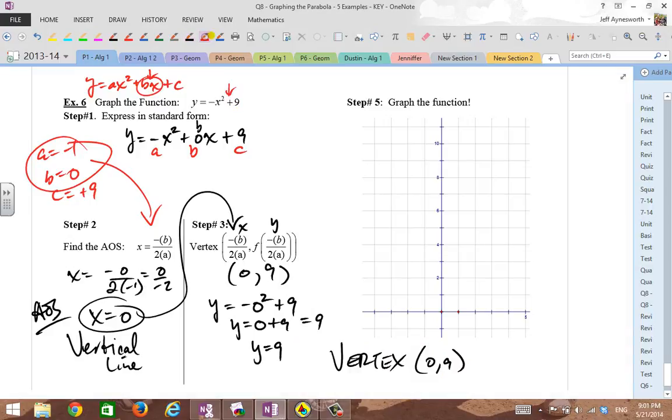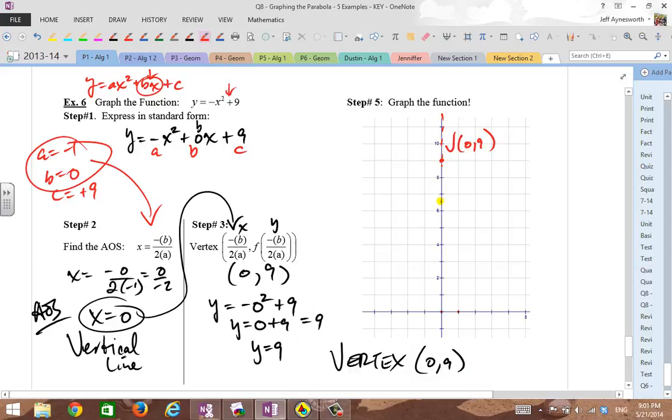So we're going to plot it. Okay, so here's 9, 0 comma 9. There's my vertex. I know my axis of symmetry runs right through the vertex. So I plot that here, and now I'm going to pick the numbers to the right of 0. Well, how about 1, 2, and 3? All right, let's pick these in our table.